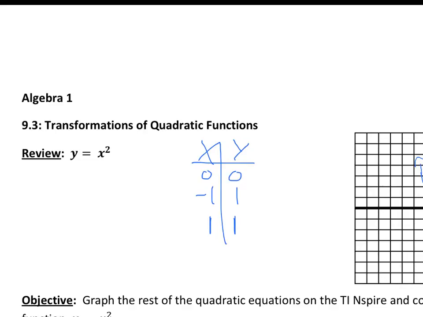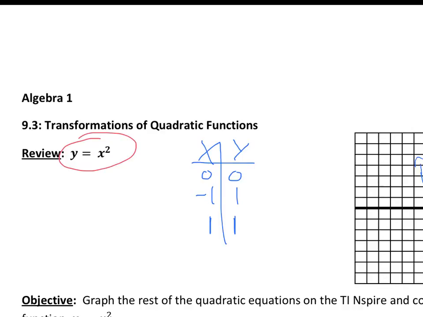Alright guys, in this video we're still going to graph quadratic functions, but now we're going to take a look at different quadratic equations, and compare them to this. This is the very first one that we graphed, y equals x squared, and I already have the xy chart, and we've done this before.